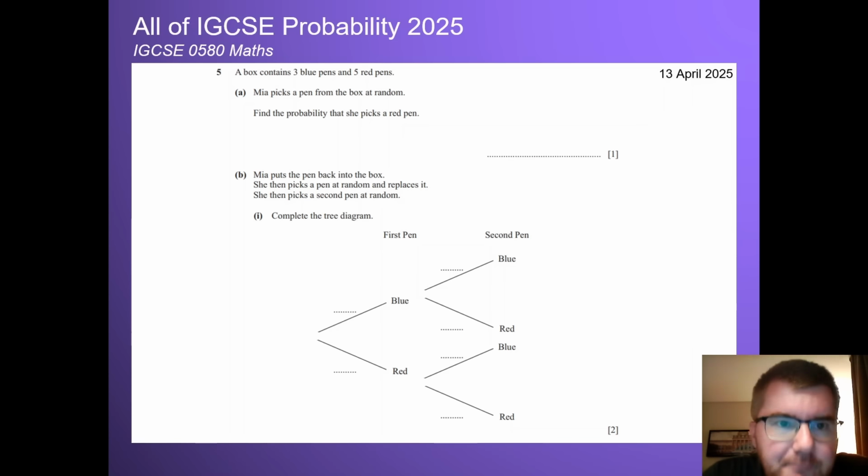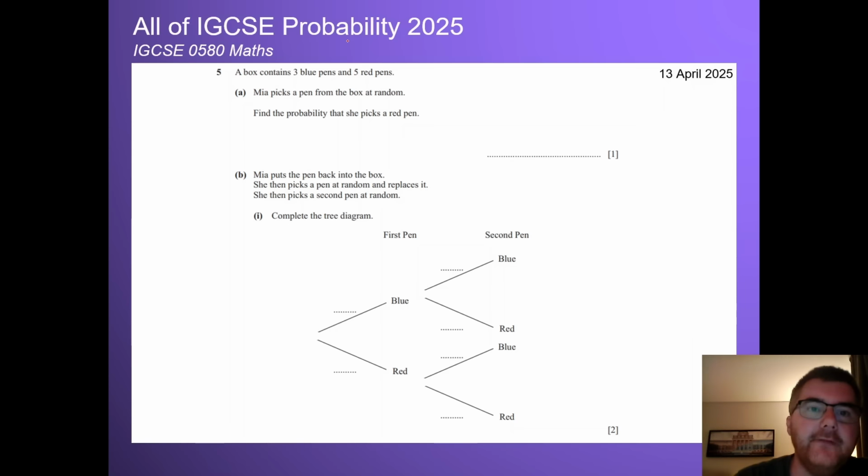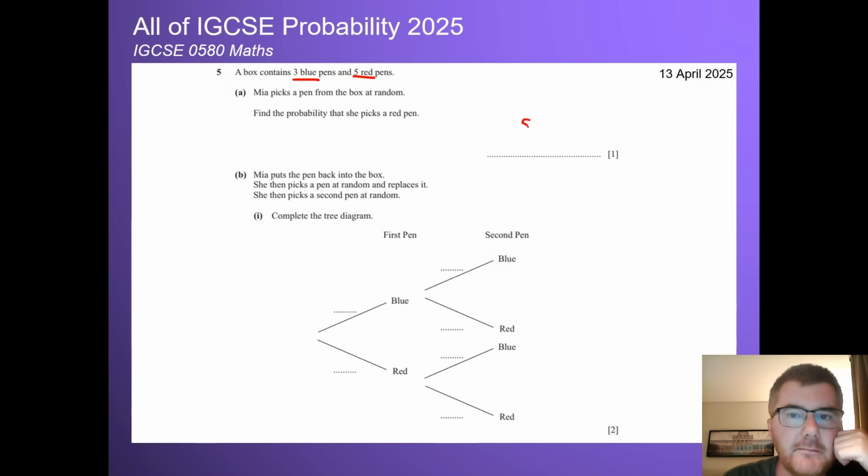Okay, so question 5. A box contains 3 blue pens and 5 red. I always underline this. Picks a pen from the box at random, probability she picks a red. This is very standard. They usually do a 1 marker to get you warmed up. So we have 5 red pens and we have 8 in total. Notice 3 plus 5 is equal to 8. So making sure we're careful there.